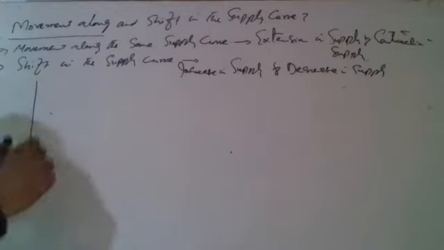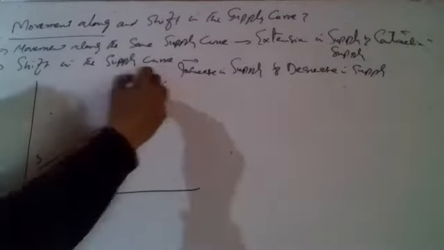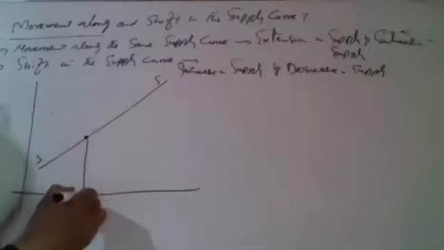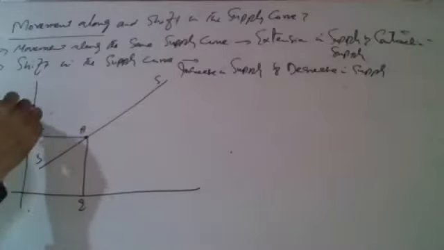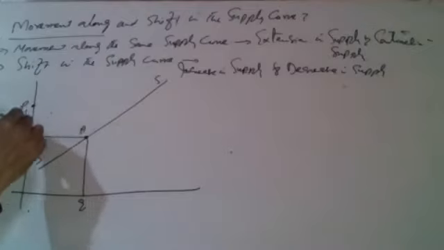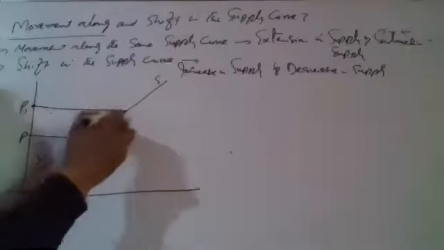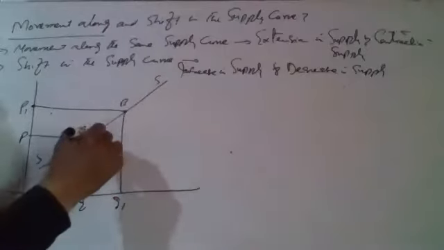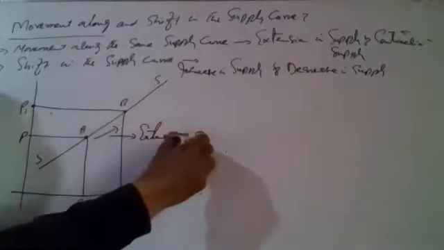So if we take two examples, SS is the supply curve, and we are at a point here. At this point, for example A, OQ is supplied at OP price. When price increases, we move to another point on the same supply curve, point B. Here, OQ1 is supplied at OP1 price. So movement from A to B is extension in supply.